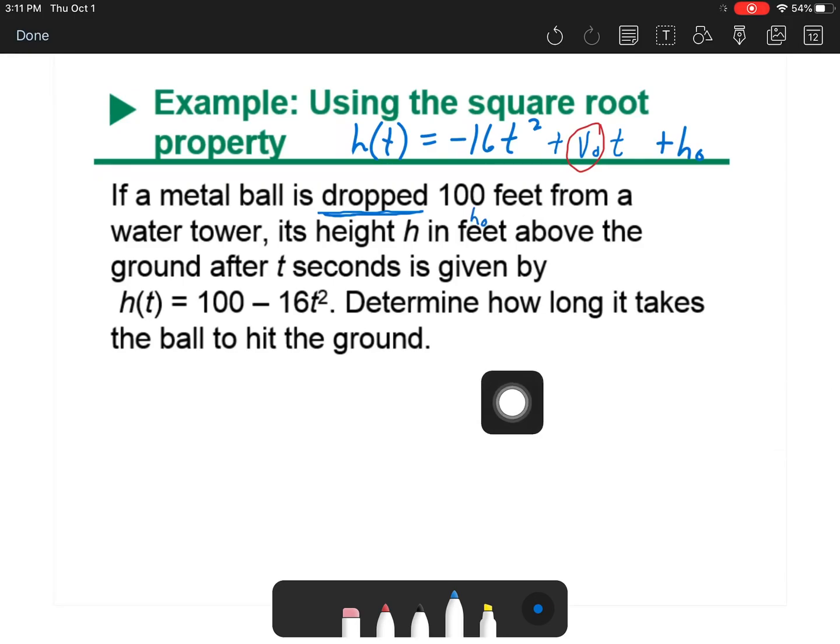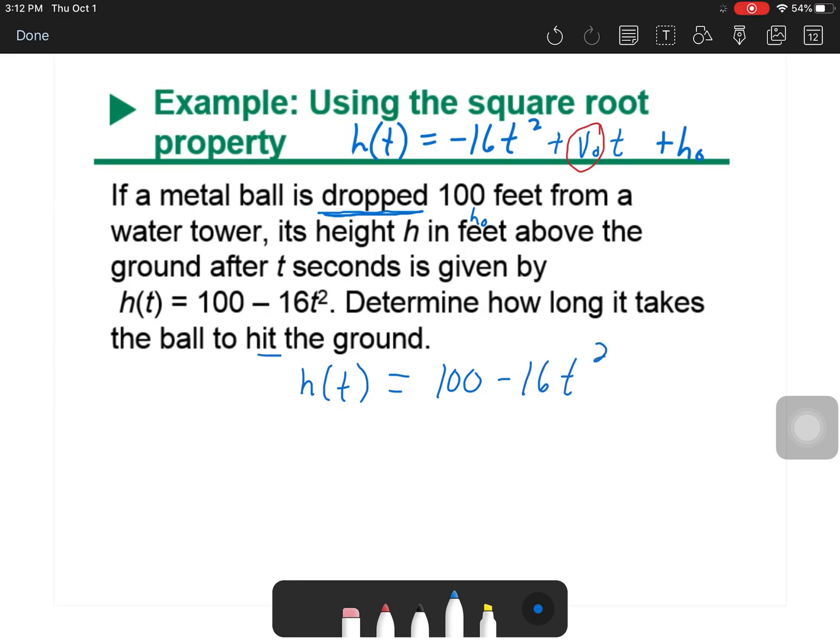So I think I can write an equation here. Well, actually, they did that for us. They put in the 100, and they actually just kind of flipped these around, but 100 and then minus 16t squared. So there's our equation. Determine how long it takes for the ball to hit the ground, right? So ending height is your h of t. We've got 100 minus 16t squared.